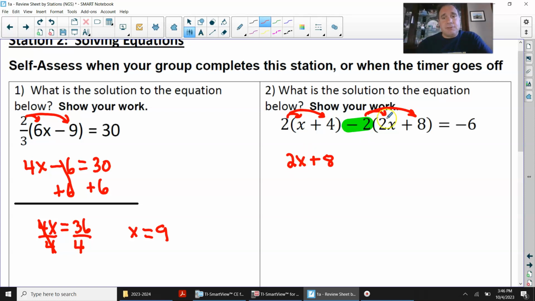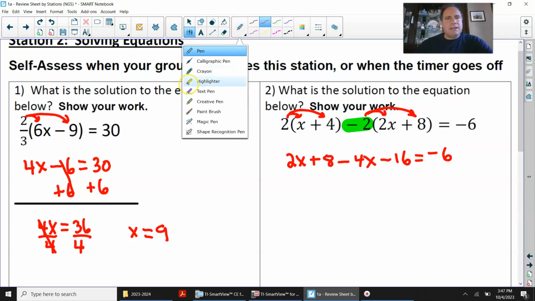This is a negative 2 times positive 2. So negative 2 times a positive 2 is a negative 4x. Negative 2 times positive 8 is a negative 16, equals negative 6. Don't start to move anything across the equal sign. Combine like terms on the left side first.